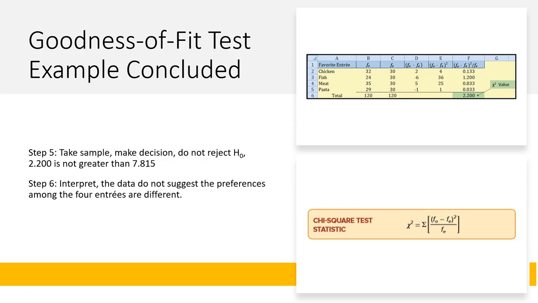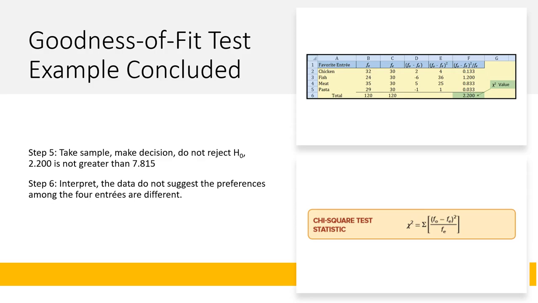So here we have the formula for the chi-square test statistic. F sub O is the observed frequency, and F sub E is the expected frequency. So basically, once the observed frequencies and the expected frequencies are listed in columns, you can subtract the expected frequency from the observed frequency in the next column. Then you square that difference and finally divide the squared difference by the expected frequency and sum the results. This sum that you get is the chi-square statistic.